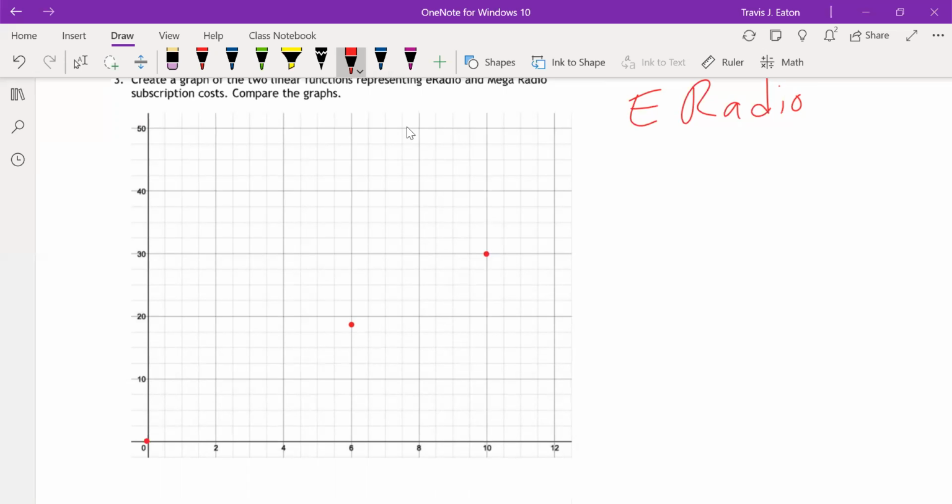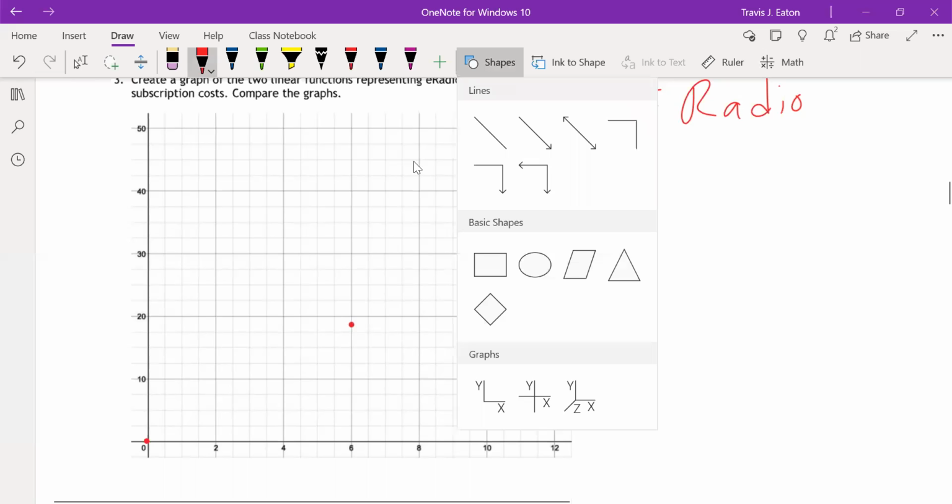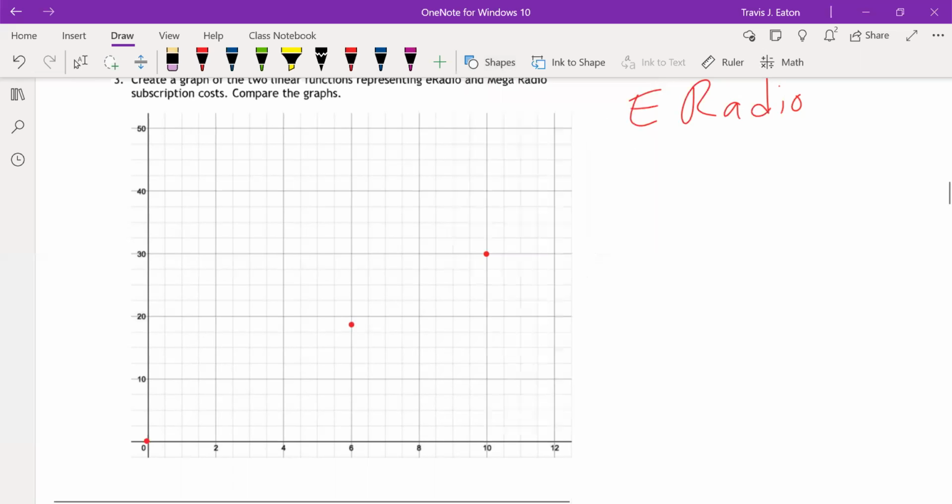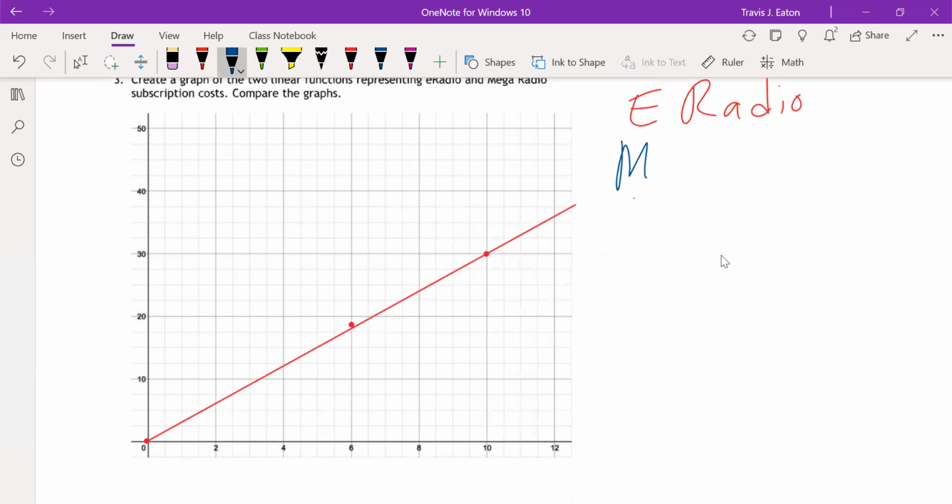And now I'm going to connect my dots with a line. Connecting through there. Okay, and that's e-radio. And what was the other one? Mega radio will be in blue.